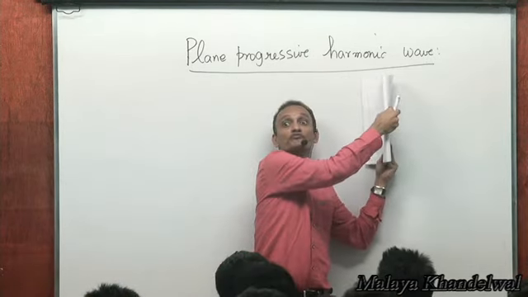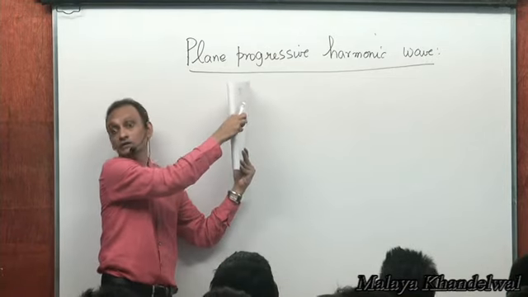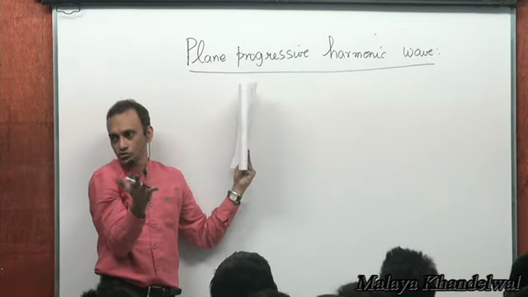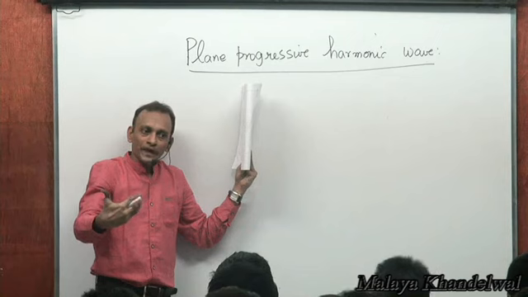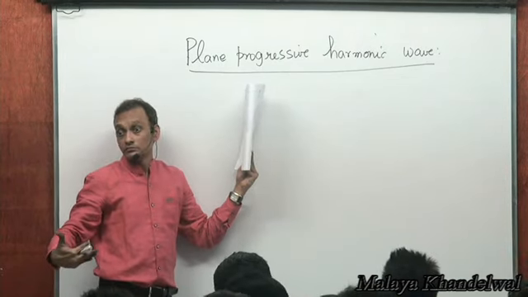The disturbance moves in parallel planes, and in a given plane, all particles will be deemed in phase with each other. They are excited at the same instant of time by a certain source. Therefore, they would execute the same kind of motion starting at the same instant. Right?